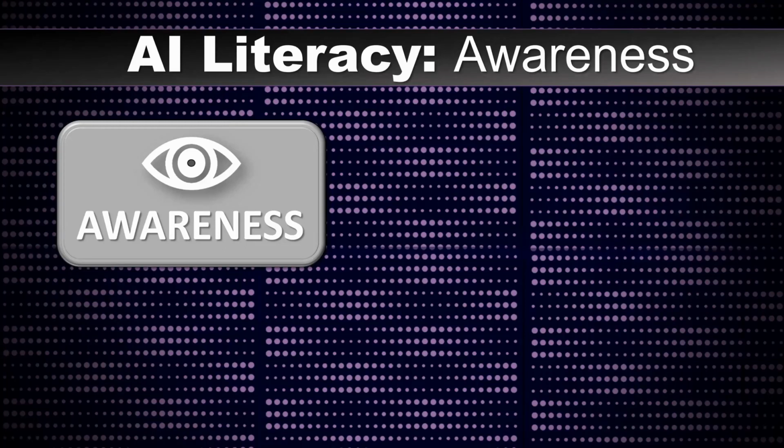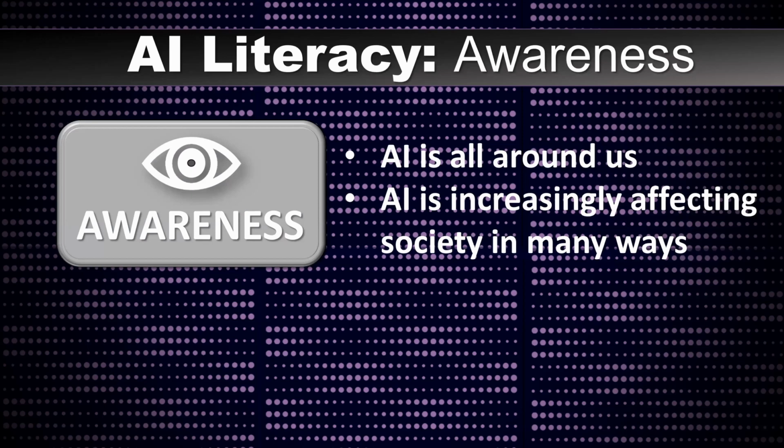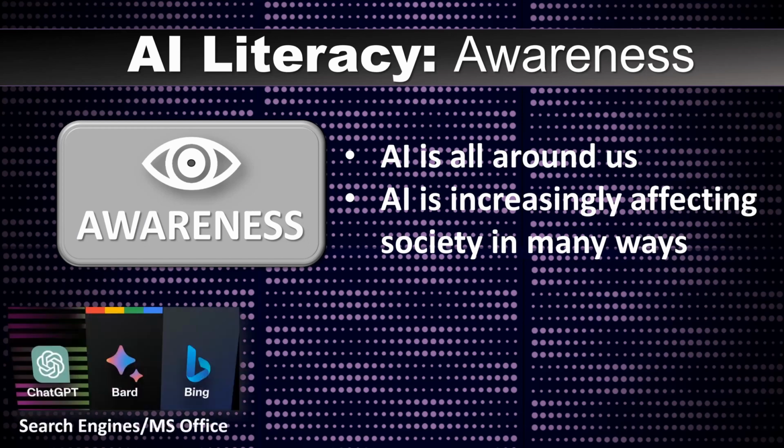The first one, awareness. This deals with understanding that AI is all around us. It is affecting us in a multitude of different ways, and so it is increasingly affecting society through its different aspects of connecting with the world around us. One simple example is simply the different types of AI that are out there. So the generative AI, such as Chat GPT, as well as Google Bard, Bing AI chat, these are all different free, accessible AIs that are out there.